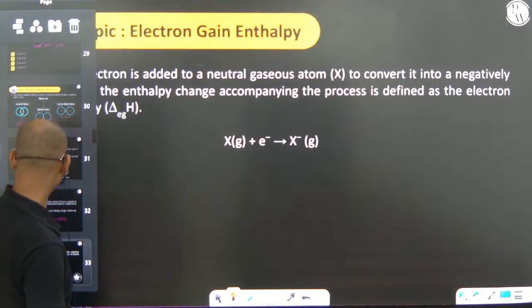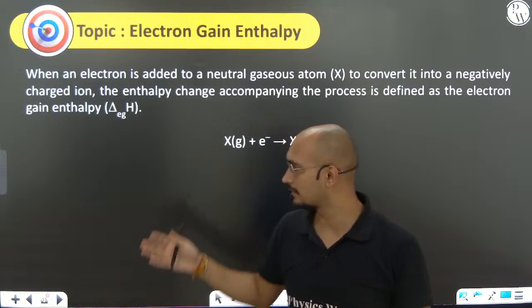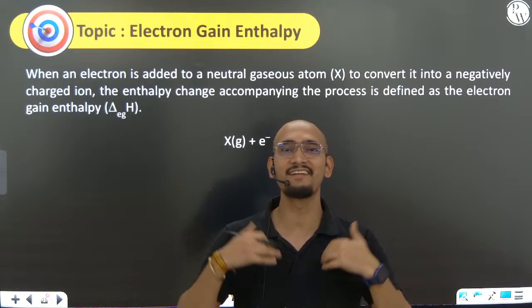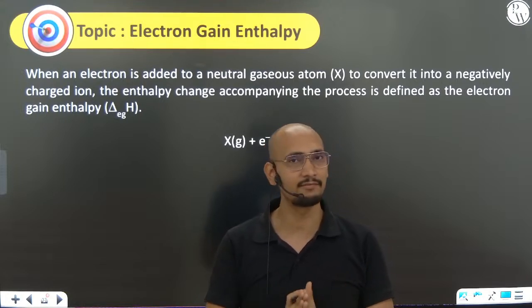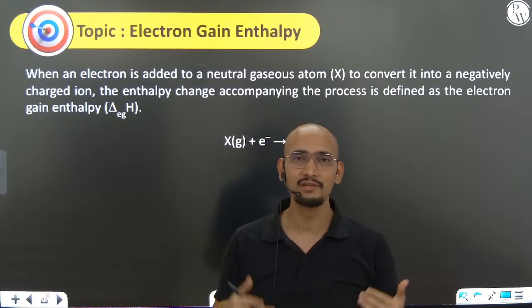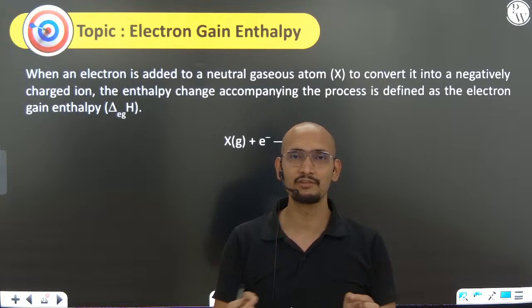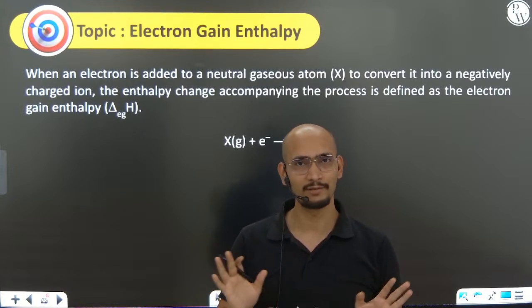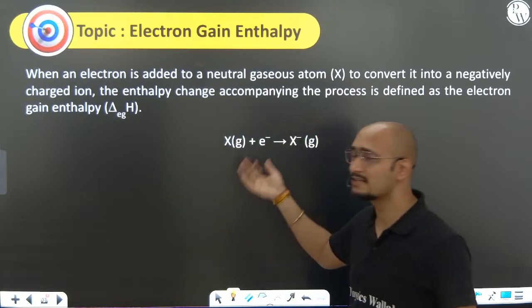Next we are going to talk about electron gain enthalpy. Just think about an isolated gaseous atom: if you are trying to give it an electron, the amount of energy that it releases is called electron gain enthalpy. Generally it is negative, but is it always negative? No. The amount of energy released or absorbed in the process of taking one electron by an isolated gaseous atom is called electron gain enthalpy. Generally it is negative, but not always.